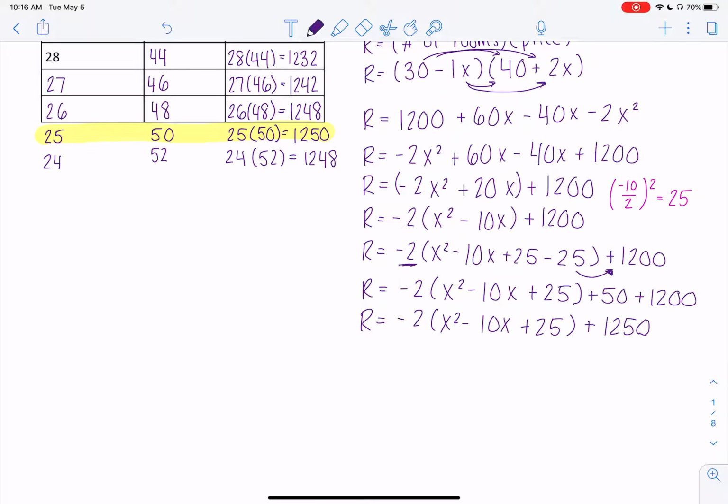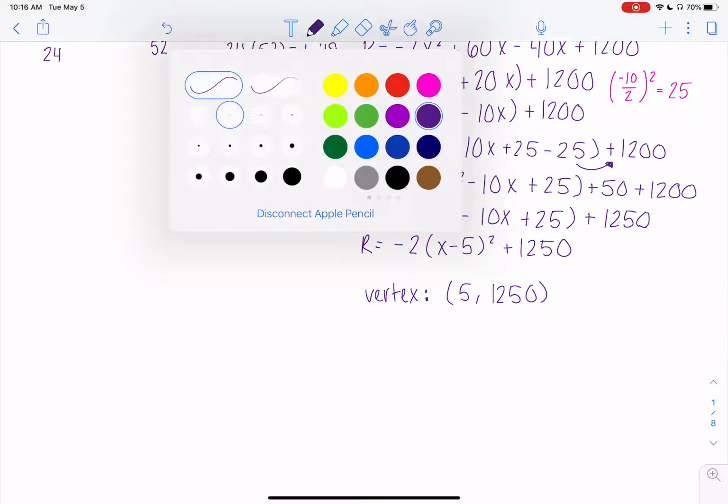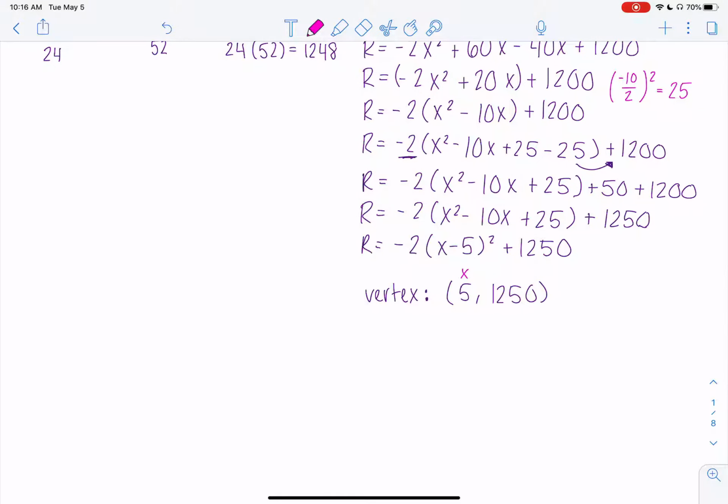And now I'm just going to factor inside the brackets. So because of how we built it, it's automatically a perfect square trinomial. If you're having a hard time identifying those, you can always factor it the long way as well. But this will give us x minus 5 all squared plus 1250. So now, because I'm looking for a maximum, I'm just going to quickly write out my vertex. So my vertex from here is 5, 1250, where 5 is my x and 1250 is my r.